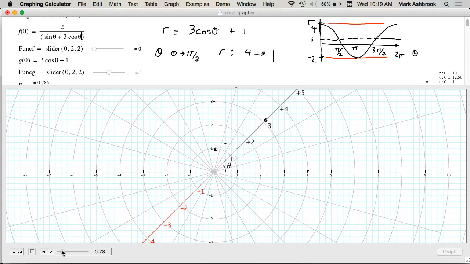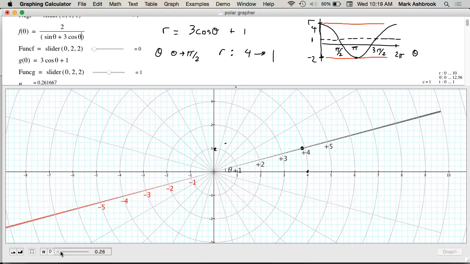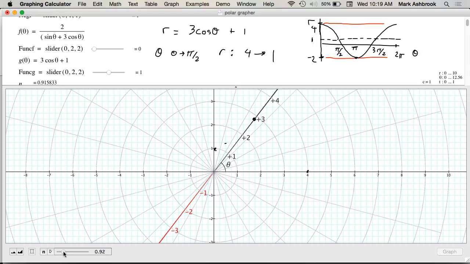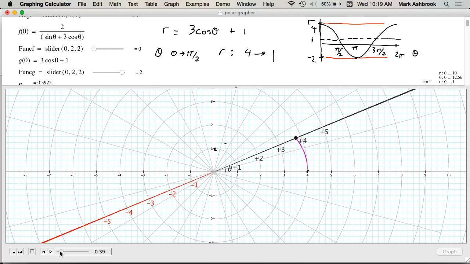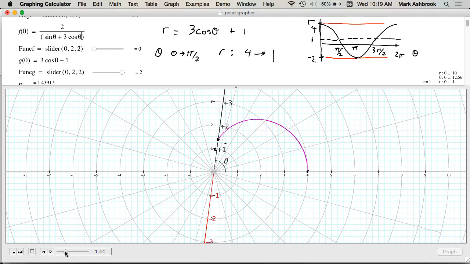Watch it again. Watch how r decreases. R is decreasing here as theta increases, and then it reaches 1 at pi over 2. So let's see what that arc looks like. So here's the arc being drawn. Ready? So that's r decreasing from 4 to 1 as theta increases from 0 to pi over 2.